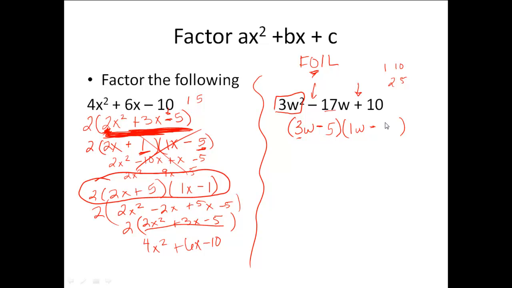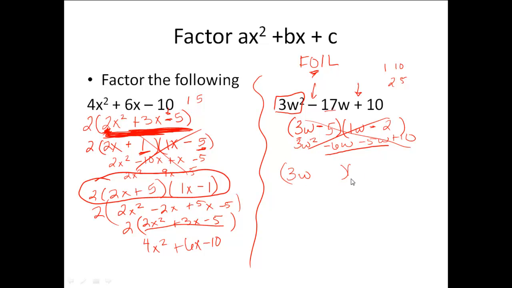So I'm going to put the 5 here, the 2 there, and I'm going to multiply them, FOIL them out to see if it worked out or not. So we're going to have 3w squared minus 6w minus 5w plus 10. Well, I can see it's not going to work already because minus 6 minus 5 isn't 17, it's 11. So that one didn't work. So I have to try again.